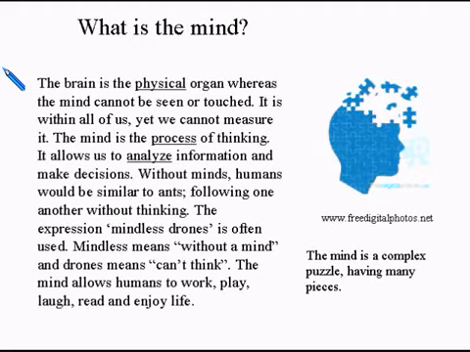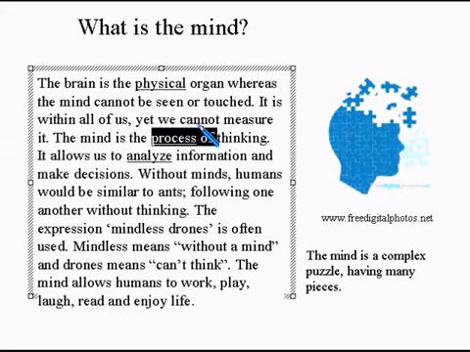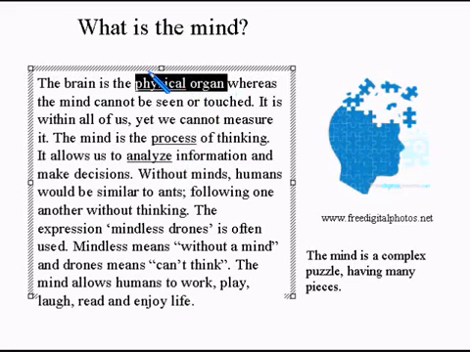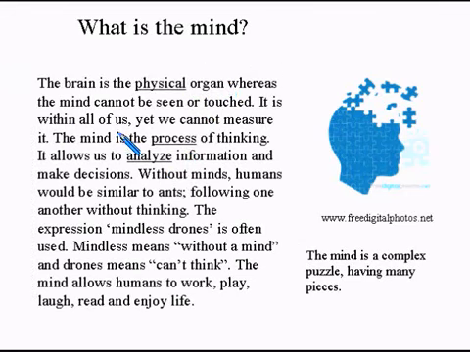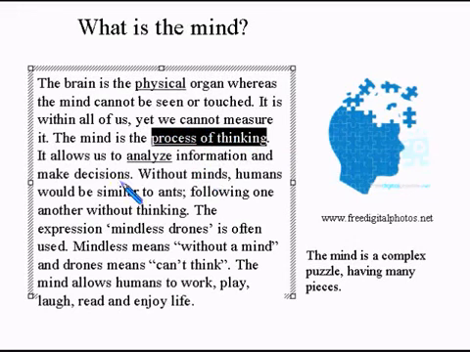The brain is the physical organ, whereas the mind cannot be seen or touched. It is within all of us, yet we cannot measure it. The mind is the process of thinking. So it's a process. It's doing something. It's not actually like you can touch the mind or see the mind. It's just the way we think.